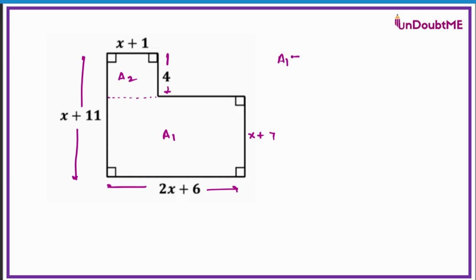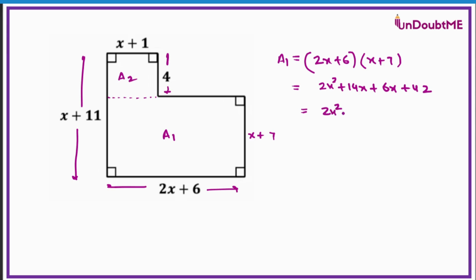So I'll write area A1. A1 will be 2x plus 6 times x plus 7. I need to just multiply like normal expansion. So it will be 2x squared plus 14x plus 6x plus 42. That will give me 2x squared plus 20x plus 42.